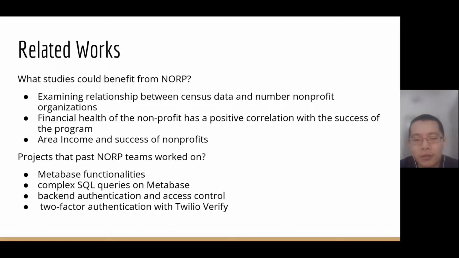For the backend, past Norp teams have worked on backend authentication and access control with the integration of Google Data Studio and Google Sign-In, authentication using the Django default server user model, and Django CRUD operations to host instructional media and videos on the website. Users have also done two-factor authentication with integrations with Twilio Verify, Google Authenticator, and Django two-factor authentication.